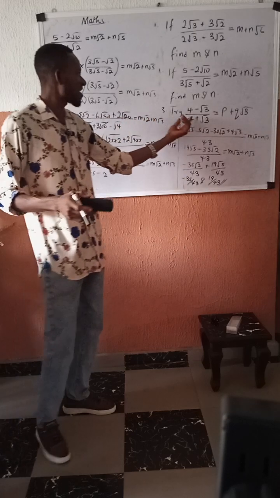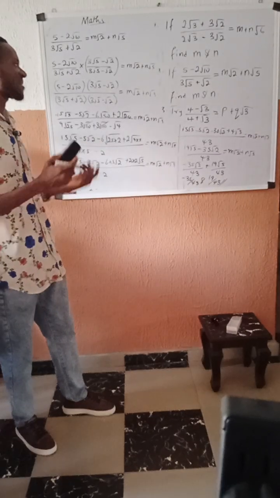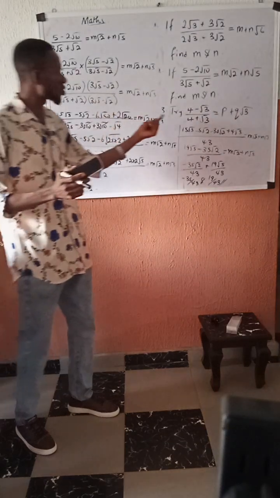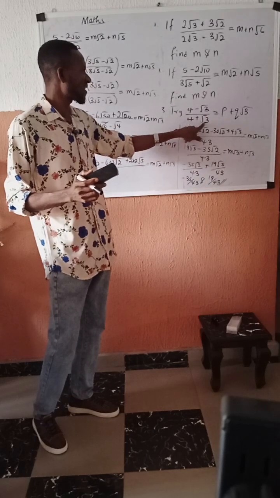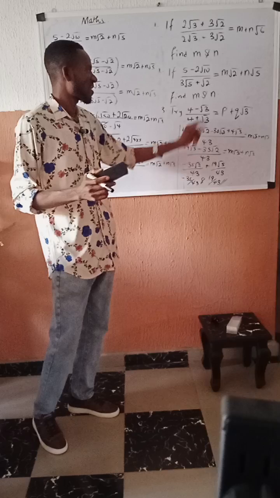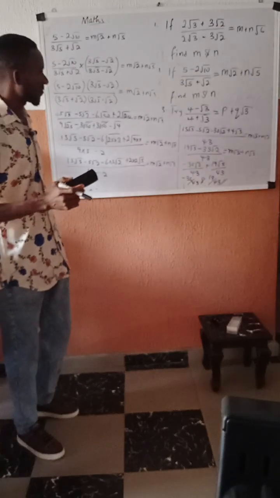We have a little thing here for you to try at your convenient time and possibly get back to us via the comment section, where you are told to try 4 minus root 3 all over 4 plus root 3 expressed in terms of p plus q root 3. And you are told to find the value of p and q.